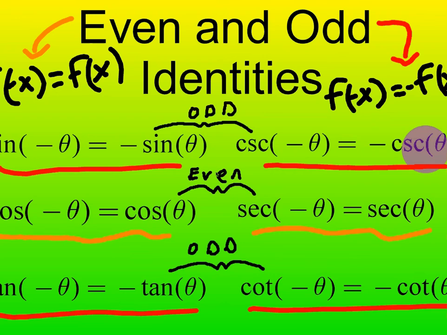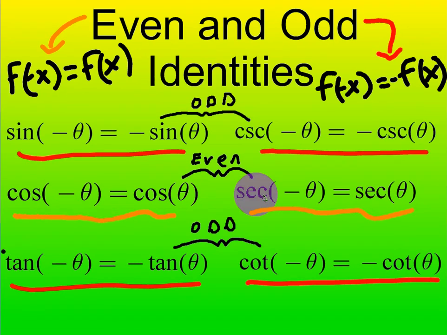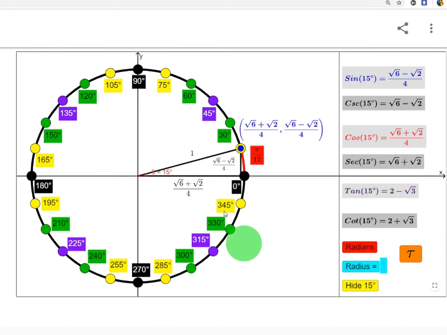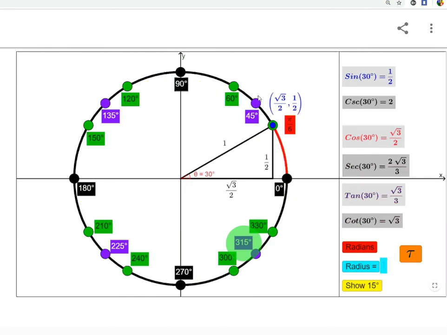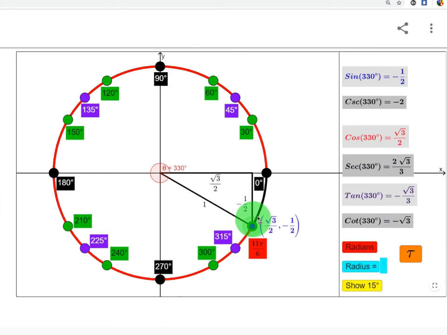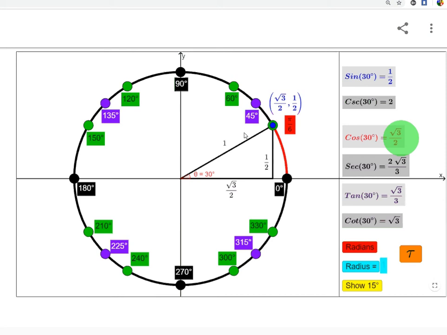The next identity we're going to look at is cosine and secant. Now recall that an even function is when f of negative x equals f of x. In other words, it doesn't matter if you flip over the x-axis, the values will be the same. So for example, let's look at cosine. Let's go back to our normal angles and hide the yellow angles here. If we flip cosine of 30 and make it cosine of negative 30, we see that the value doesn't change. It's square root of 3 over 2 either way we flip it.